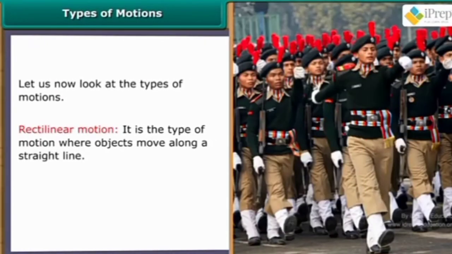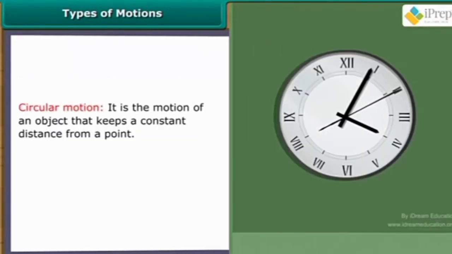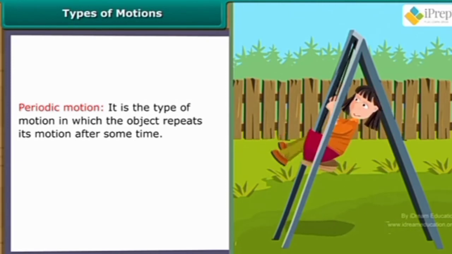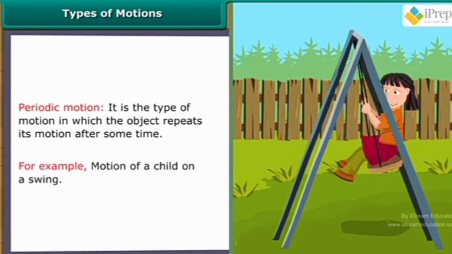Let us look at the types of motions. Rectilinear motion. It is the type of motion in which objects move along a straight line. For example, march past of soldiers in a parade. Circular motion. It is the motion of an object that keeps a constant distance from a point. For example, hands of a clock. Periodic motion. It is the type of motion in which the object repeats its motion after some time. For example, motion of a child on a swing.